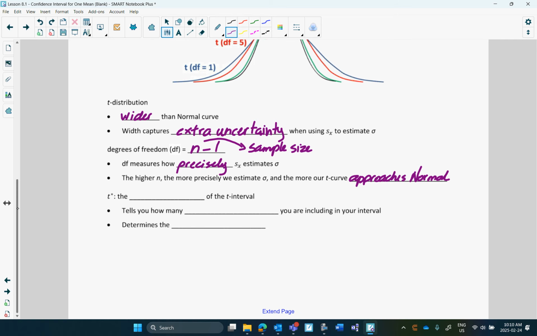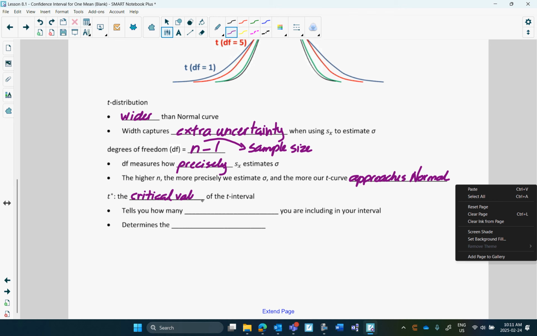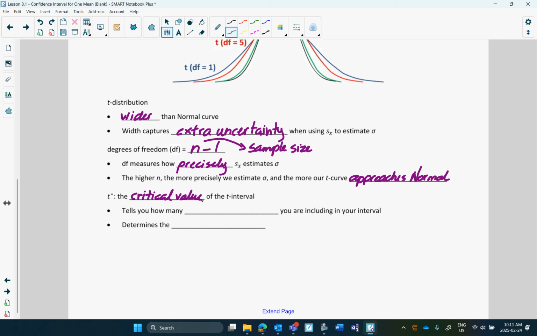So because we're using a T-curve now instead of a normal curve, we don't do a Z star as a critical value, we do a T star. Because that's the number of standard errors, right? But remember, with T-curves, they're going to be a little bit higher because they're a little bit wider. So at 95%, if it's normal, if we're talking about a proportion, then it's 1.96. But if it's a T-curve, it's going to be a little higher because that curve's going to be a little wider than the normal distribution.